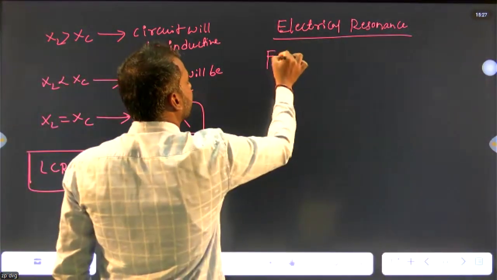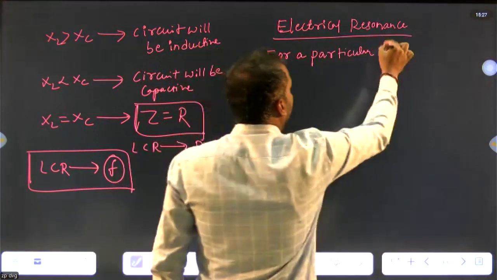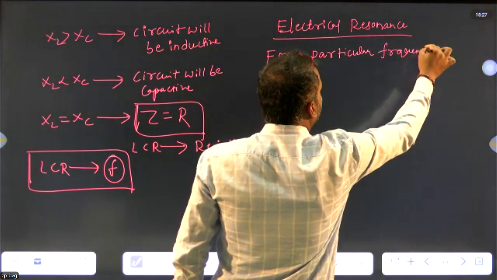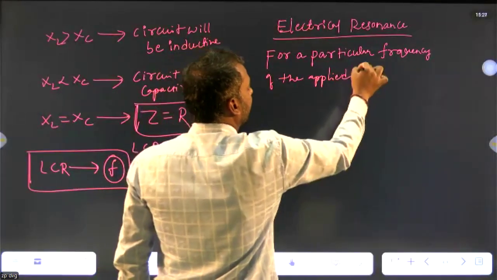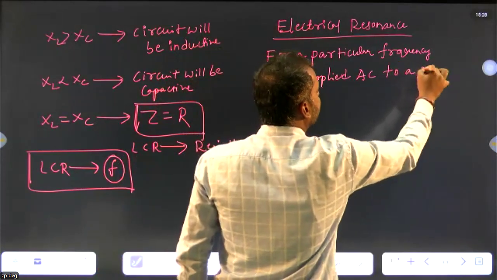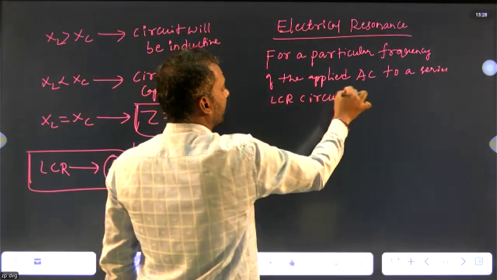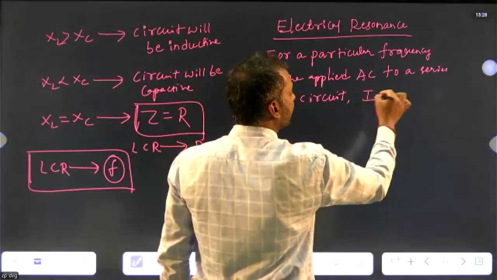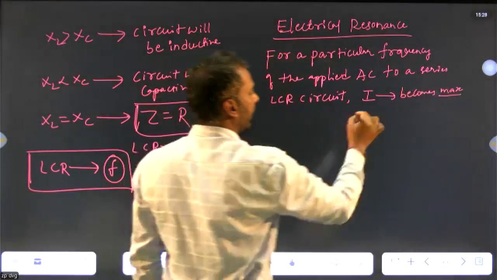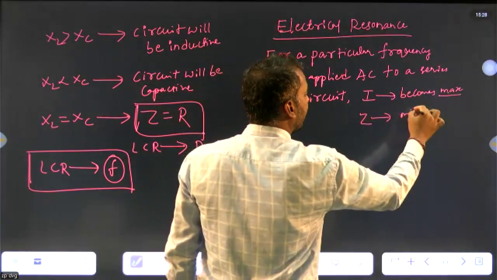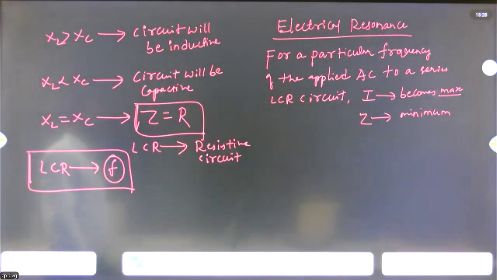For a particular frequency of the applied AC to a series LCR circuit, current in the circuit becomes maximum and impedance of the circuit Z becomes minimum. Current becomes maximum and impedance becomes minimum.